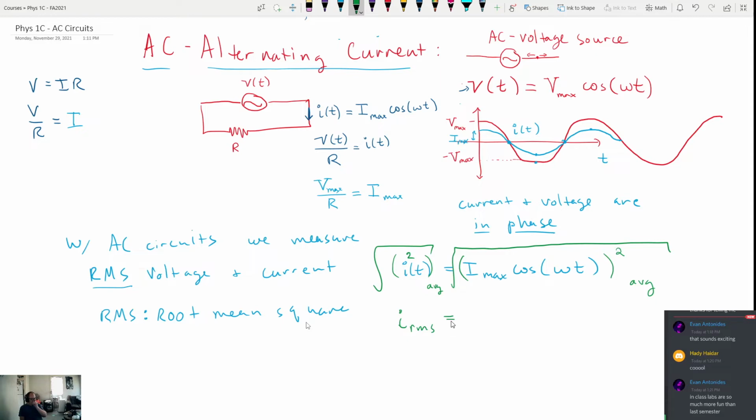Okay. So how do we do this? Well, if I have a function here, Imax cos omega t and I square it, we know how to do that, right? Imax squared cosine squared of omega t. So the question becomes, and you all tell me if you know how to do this. You may or may not have learned it in your math class. I think it's usually covered in Calc 2. How do I find the average value of this function? What does that mean?